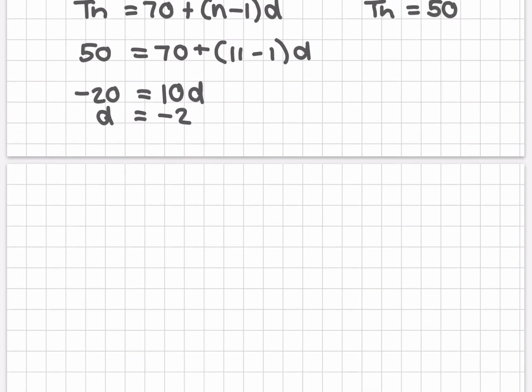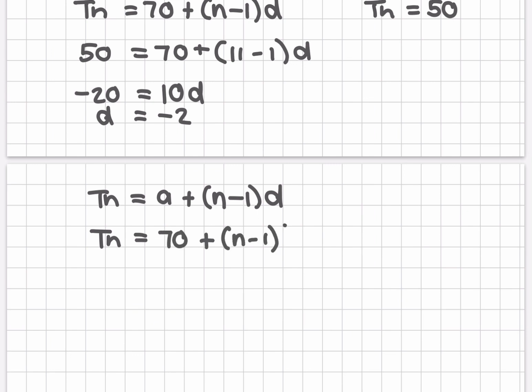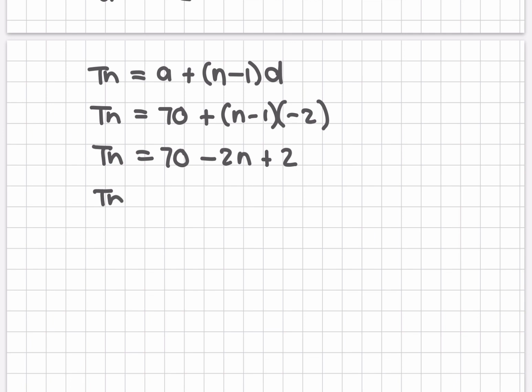Now I can get my general formula. Tn equals a plus (n minus 1)d. Tn equals, the length of the first was 70, plus (n minus 1) times negative 2. Tn equals 70, we're going to sub that negative 2n, it's going to be negative 2n plus 2. And our formula is negative 2n plus 72. And that's our general formula.